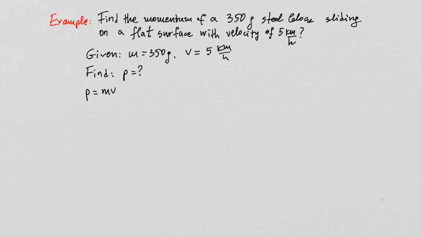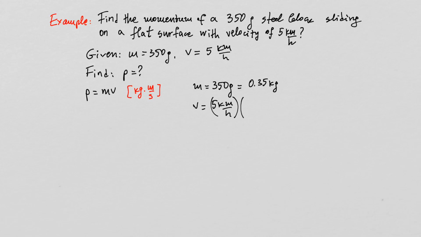However, the units for momentum from the previous slide were defined as kilograms meters per second. And as you can see, the mass is in units of grams and the velocity in units of kilometers per hour, which means that we must convert those in the correct units before we do the calculation. So let's convert the mass first. So the mass is 350 grams, which is equal to 0.35 kilograms.